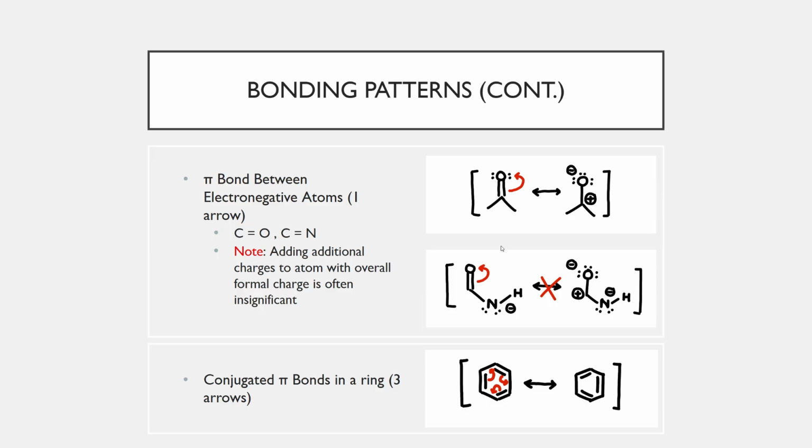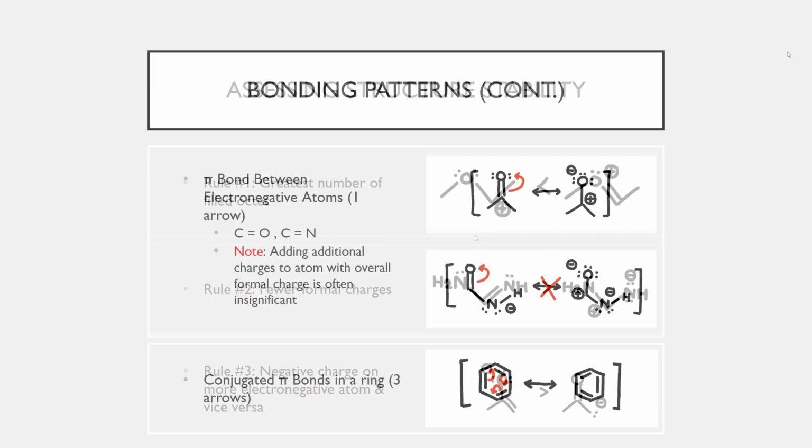Lastly, conjugated pi bonds and benzene rings can also demonstrate resonance, but some professors choose to omit drawing these resonance forms since they represent the same structure, and instead depict benzene using a circle inside a hexagon to emphasize electron delocalization.